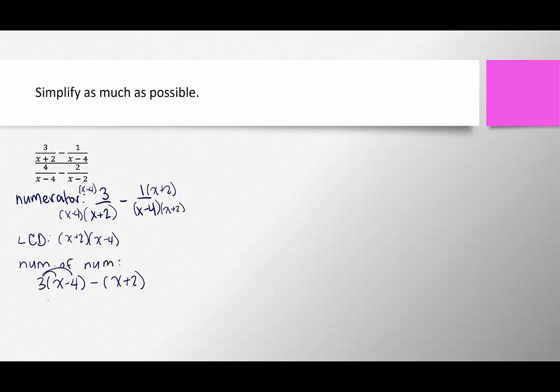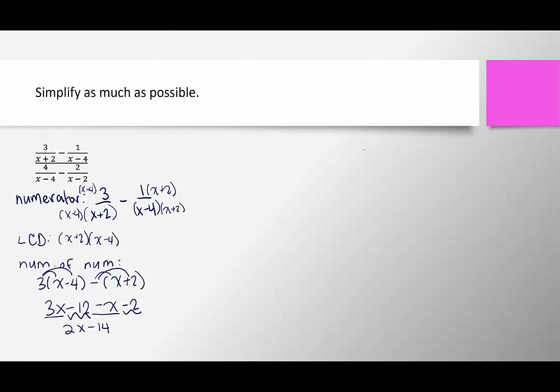So I'm going to have 3 times x minus 3 times 4. Distributing this minus, I get minus x minus 2. Looking for like terms, I have 3x minus x would be 2x. Minus 12 and minus 2 would give me minus 14.